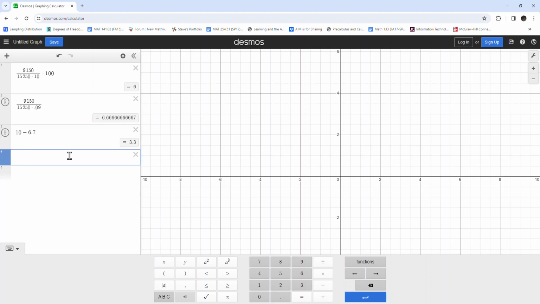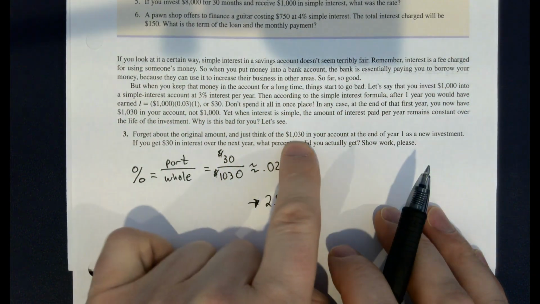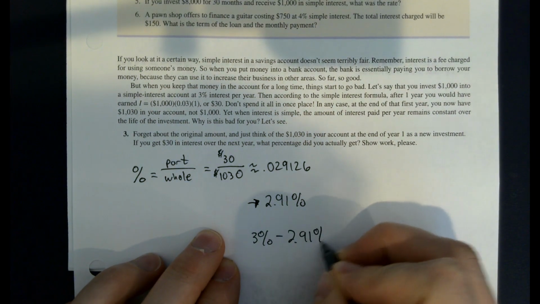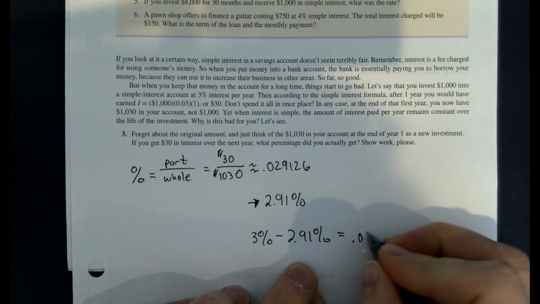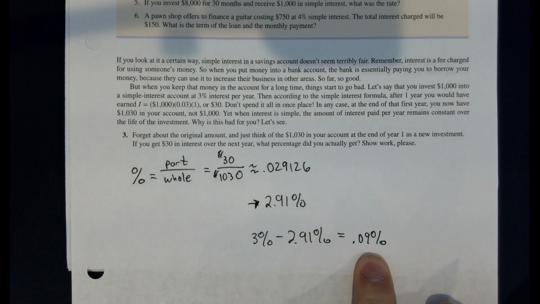So let's scamper over to Desmos. 30 divided by 1030. Ooh, that's approximately equal to 0.029126, etc. Remember, if we want to convert that to a percentage, we'd multiply by 100. So that is coming out to about 2.91%. So by not redepositing that into the account, by not earning 3% on 1030, we're missing out on, let's see, 3% minus 2.91%. Ooh, that's 0.09% of interest. That's what we're missing out on. That's where the compound interest starts working for us.